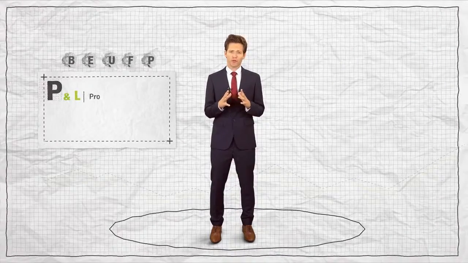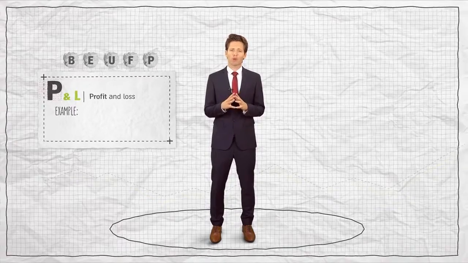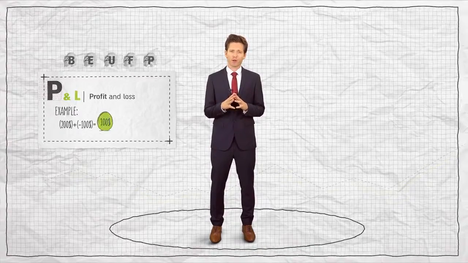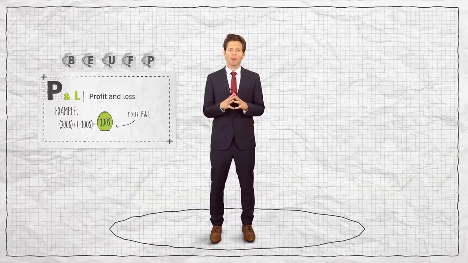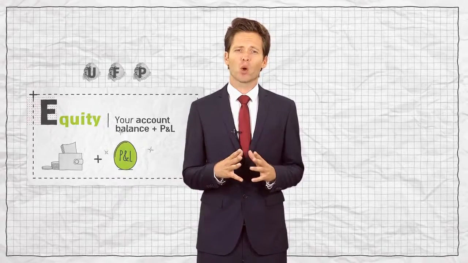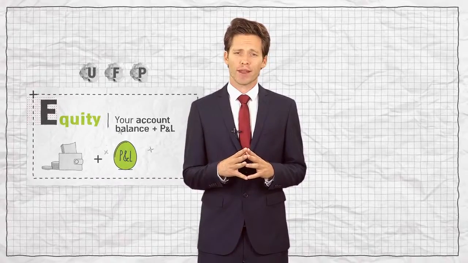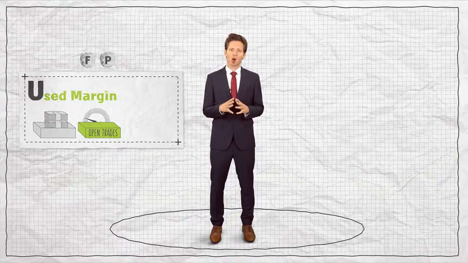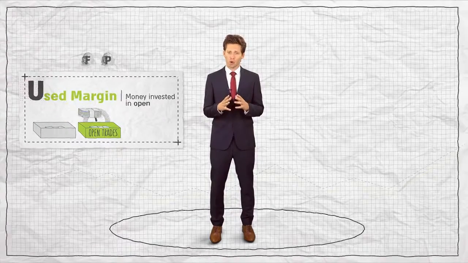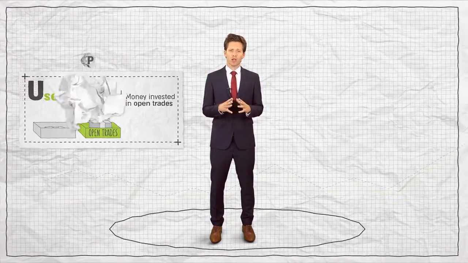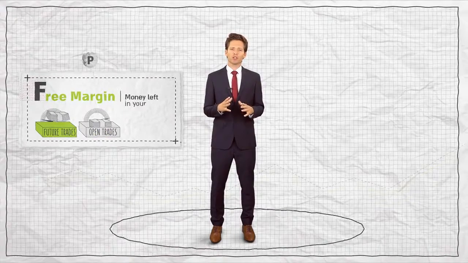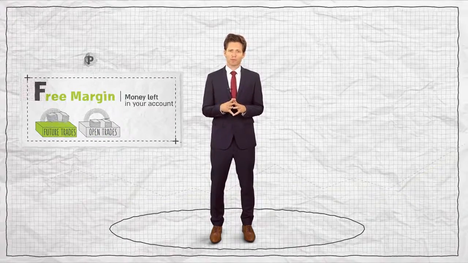P&L stands for profit and loss. This shows the amount of money you are earning and losing on open trades in real time. Balance is the real exact amount of money in your account. Equity is your account balance plus your P&L. It's a picture of your potential account balance if you were to close all your open positions right now. Used margin is how much real money you have invested in your open trades. Free margin is the amount of money you have left in your account to open new trades.